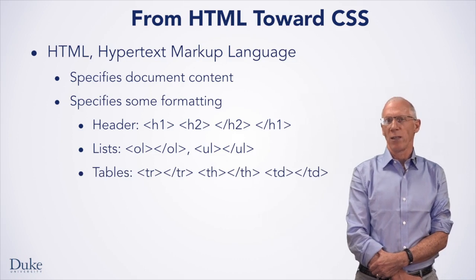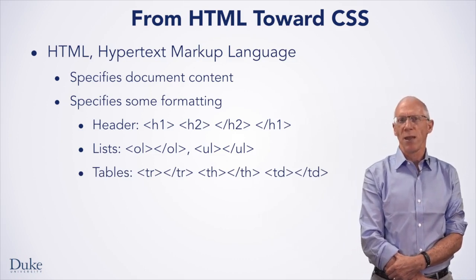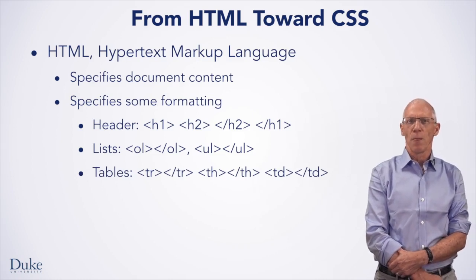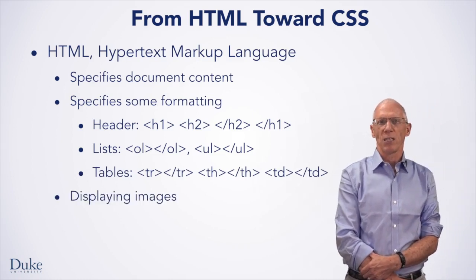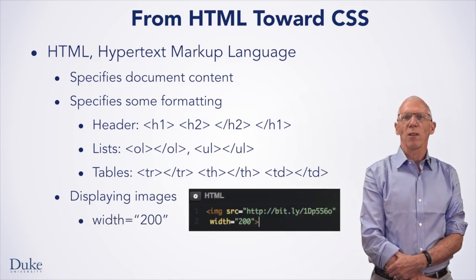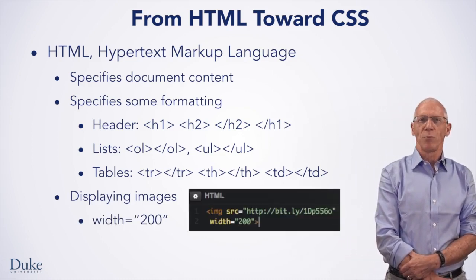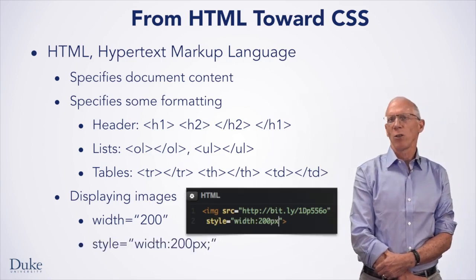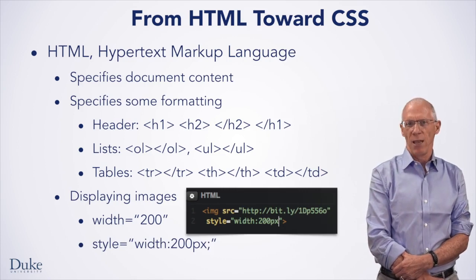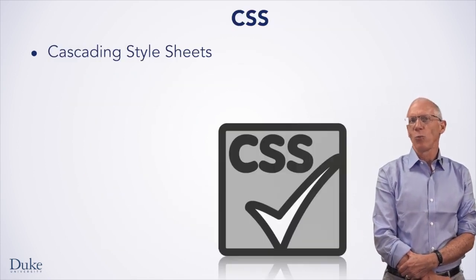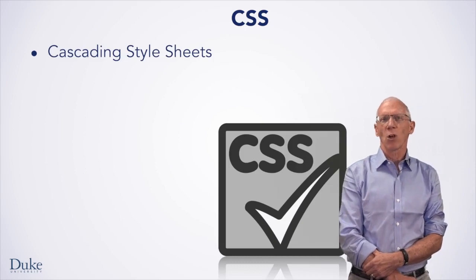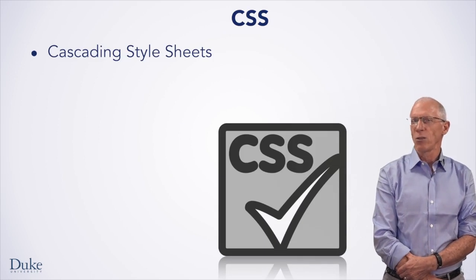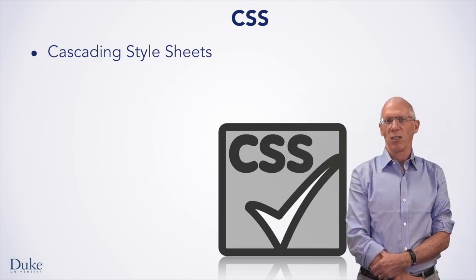Tables are also formatted using HTML, as you've seen, with the many tags that are used to build a table for displaying data and other information. Images are displayed using HTML, and you've seen that the width of an HTML image, or IMG tag, can be specified using the width attribute or specifying the width using a style addition to the HTML tag. These style and width modifications are examples of what's called CSS to style a web page. CSS is an abbreviation or an acronym for Cascading Style Sheets.